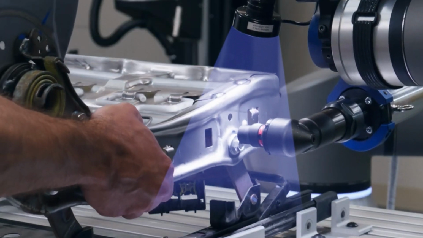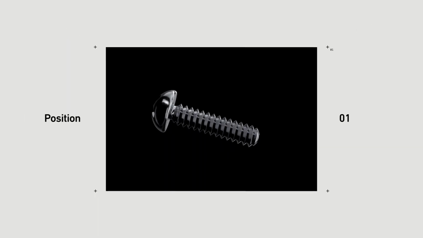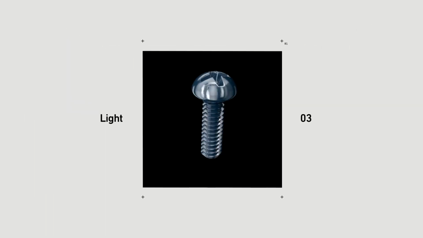But with Mirai, our AI vision software, robots thrive in change. Robots with Mirai handle variance in position, shape, light, color, and background. Compared with traditional vision systems, Mirai stands out in four big ways.